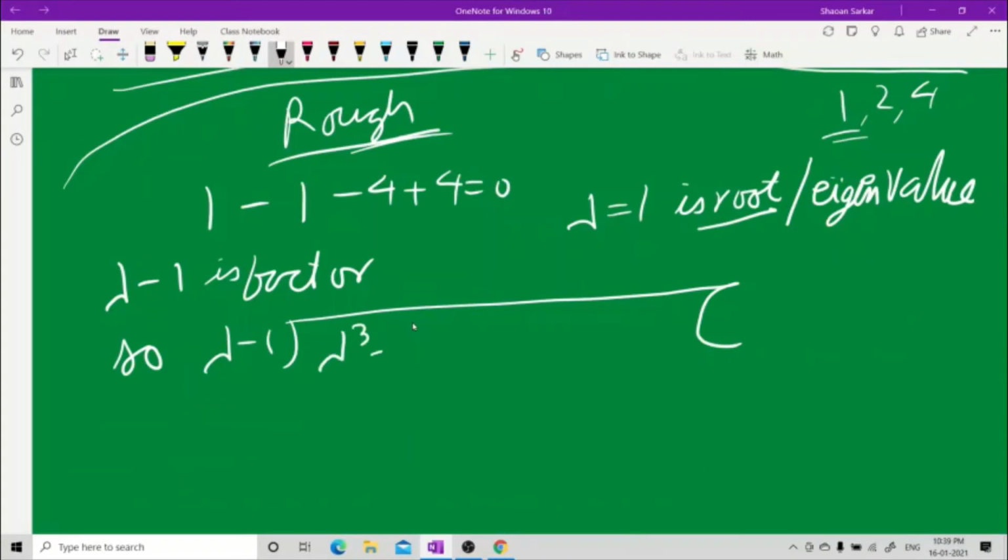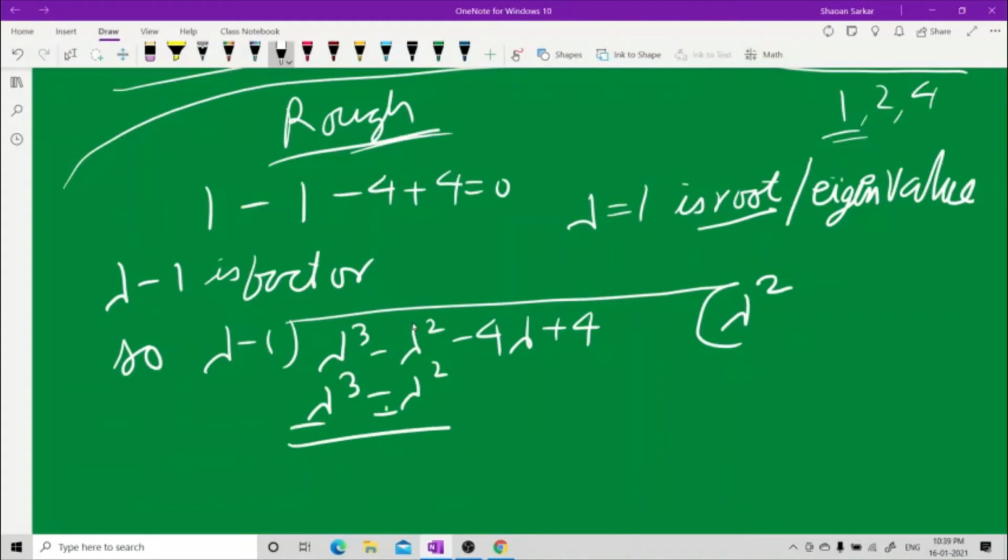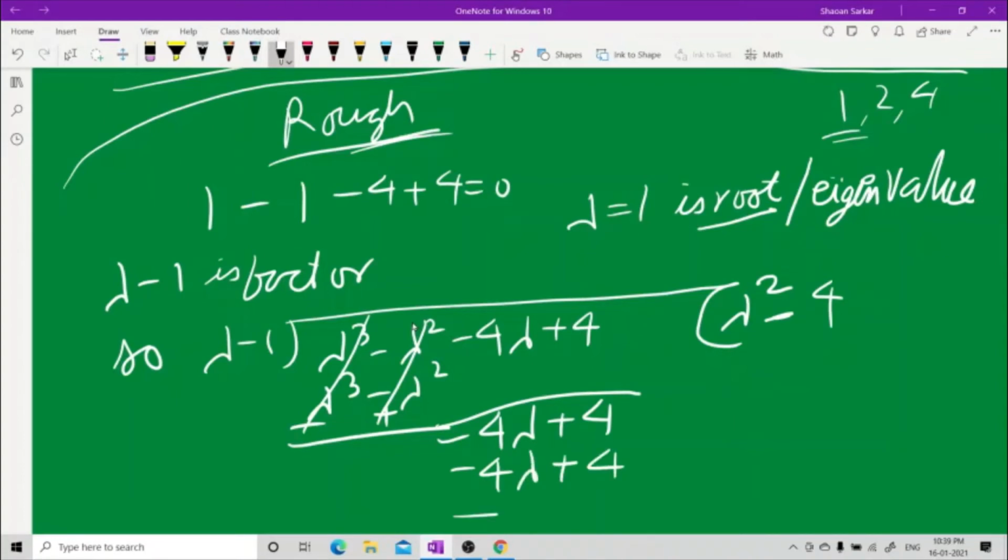Lambda cube minus lambda square minus 4 lambda plus 4. Now you take lambda square. You get lambda cube minus lambda square. Take a minus sign and plus sign, they cancel out. Now you take a 4 lambda. Now you take minus 4, and you get minus 4 lambda plus 4. They cancel out each other and you get a 0.